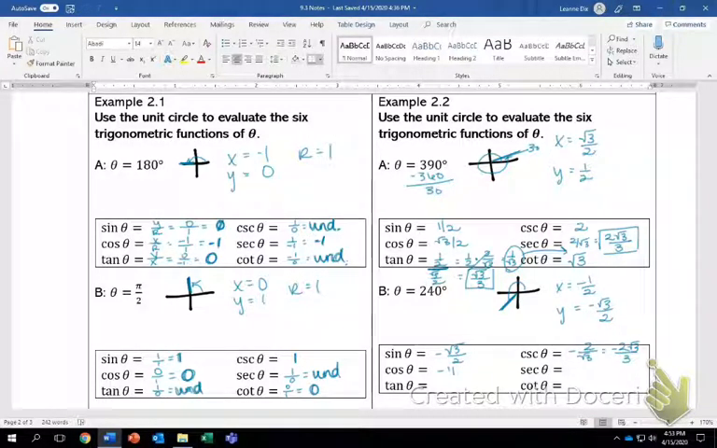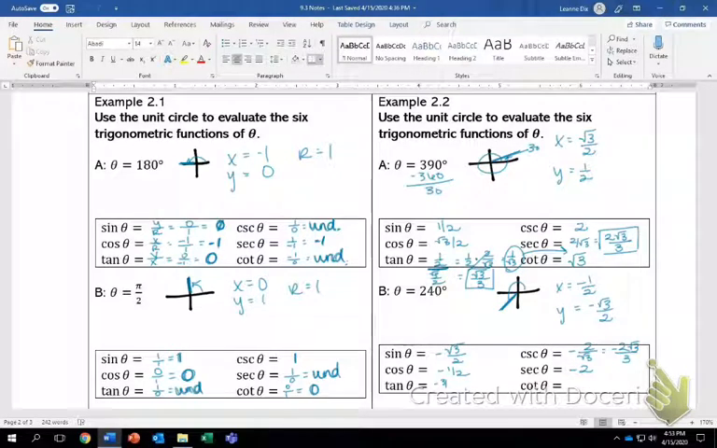I do want to point out that these are pretty similar to what we had before. Notice how in example 2.2a we have the same calculations. So if you see that you're going to end up with the same calculations, you can just copy your answers down. Just make sure that your signs are correct, because in letter A, we were in quadrant 1 where everything was positive, but now we're in quadrant 3 where everything is negative, and so all of our answers are going to be negative now. So cosine is negative 1/2, therefore secant is negative 2.